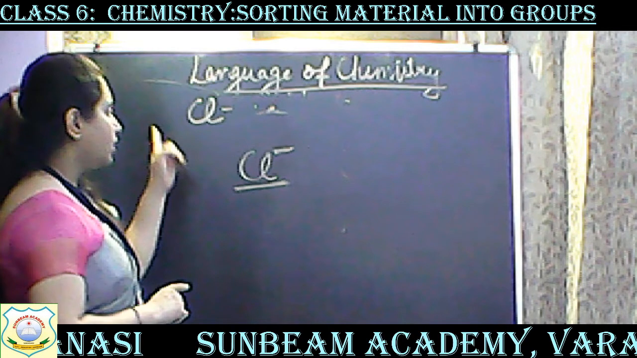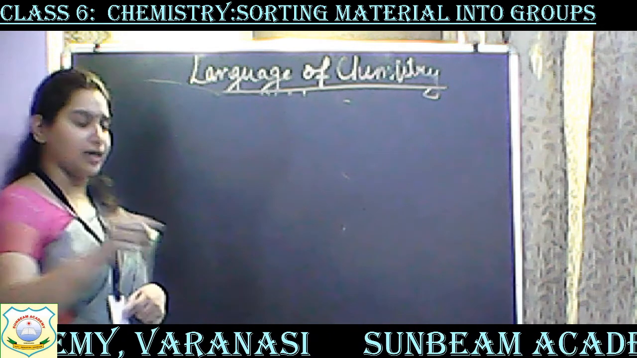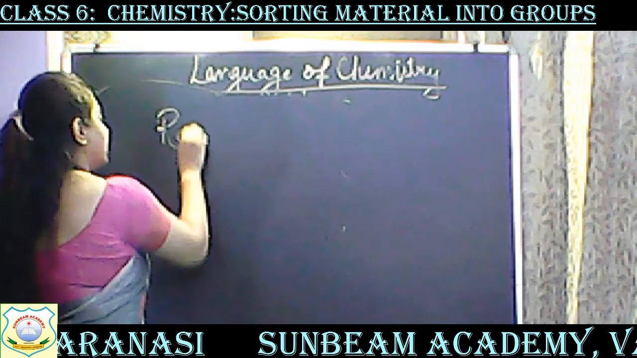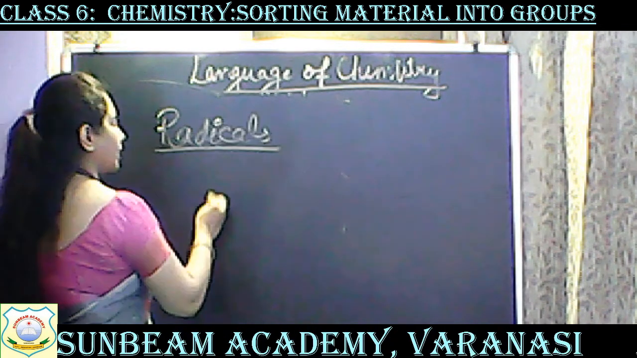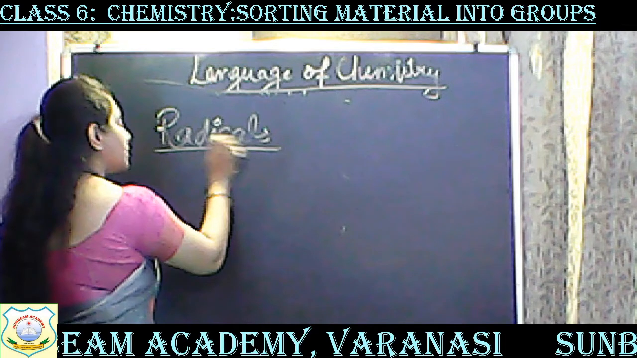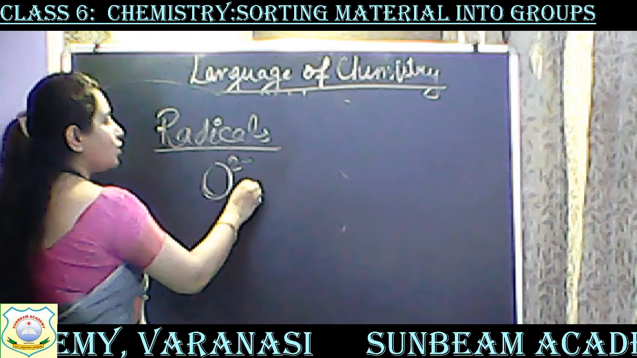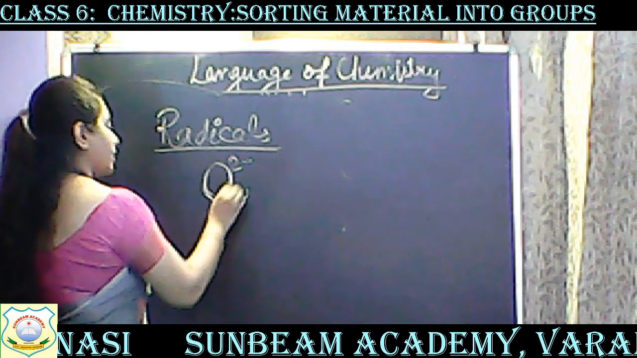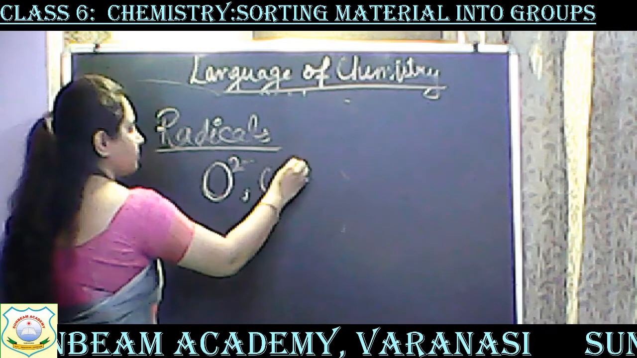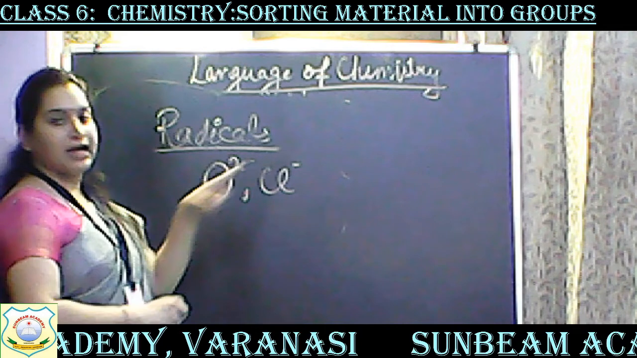So this is called a radical. If any element gets a charge over it, it is called a radical. What do we call this? Radical. If any element gets a charge, like 2O minus, like here we have 2O minus or Cl minus. So this 2 minus, Cl minus is the radical.